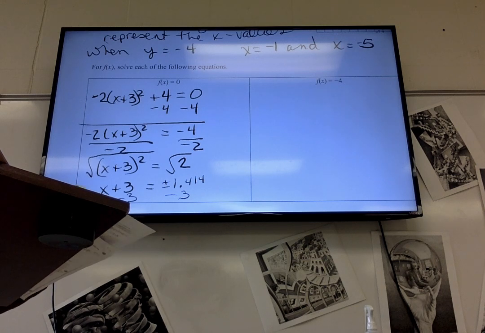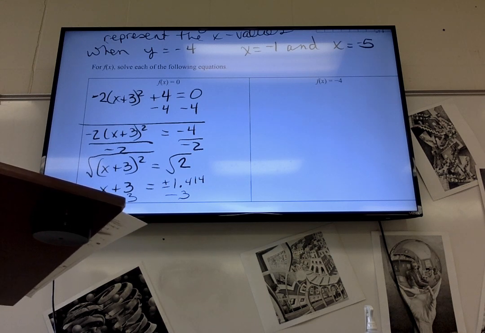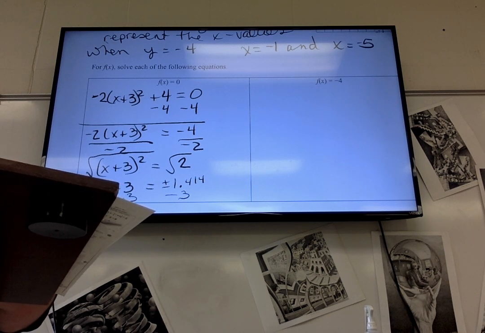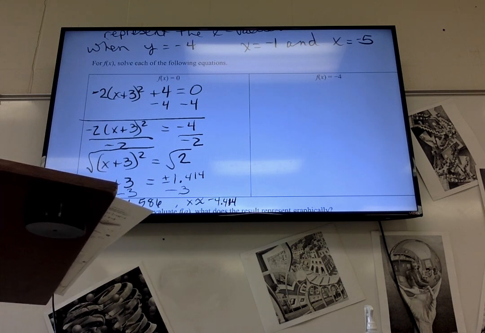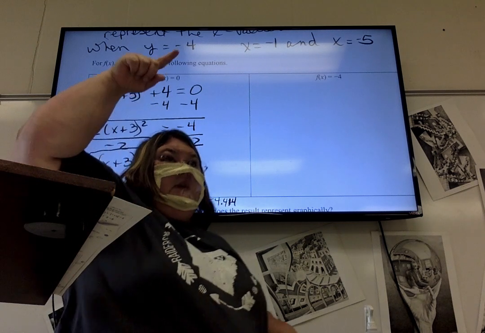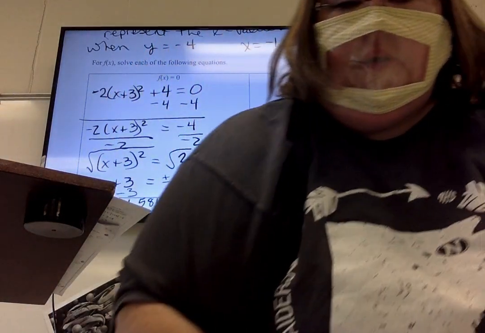Those 2 answers are going to be positive 1.414 minus 3 and negative 1.414 minus 3, which are approximately, I'm rounding, negative 1.586 and negative 4.414. And if you look at our estimates, that's fairly close to what our estimates were.